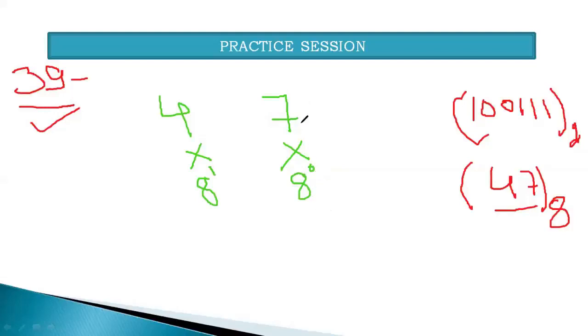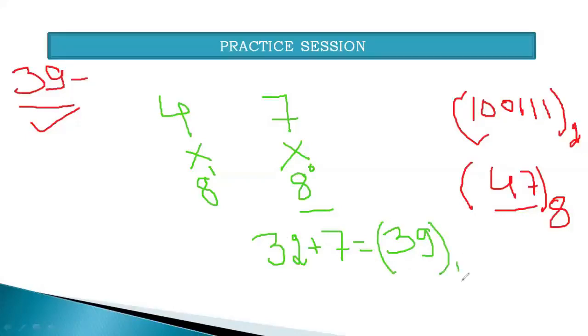Any number to the power 0 is 1, multiplied by 7. You are going to get the value 7 here. 8 fours are 32. You can see clearly here that after converting this octal number into a decimal number, again we are getting 39. That means the process was correct. 39 is the decimal number. Got it? If you have noted down, I can move ahead.